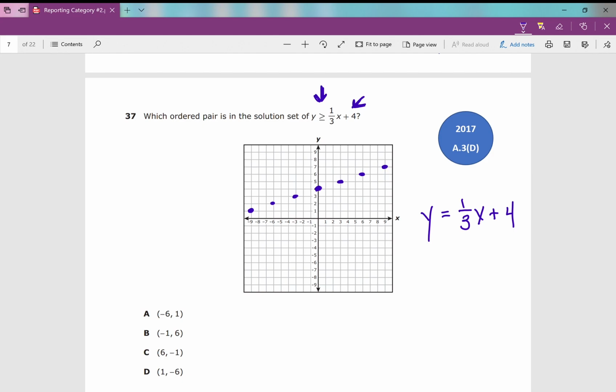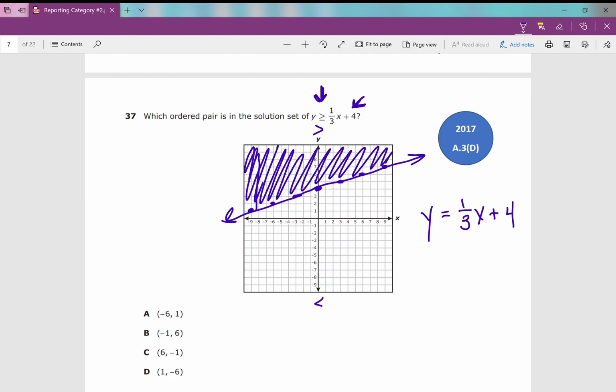Because it's greater than or equal to, my line is going to be solid. And in an inequality, I like to put a greater than at top, less than down below. Anything greater than or equal to this line, put my pencil on the line and go up. Any point up here is in the solution or on the solid line.